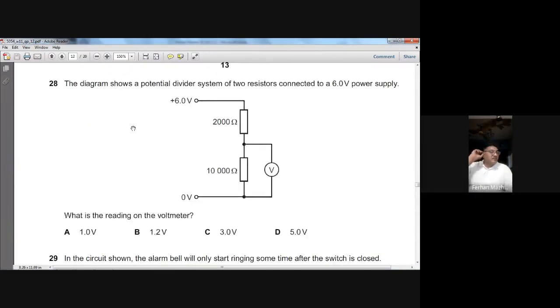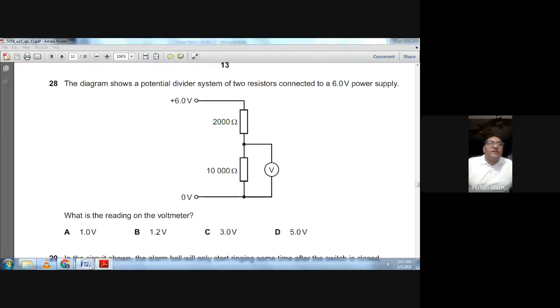Okay, on your screen, the diagram shows a potential divider system of two resistors connected to a 6-volt power supply. What is the reading on the voltmeter? You remember, this is a typical circuit diagram of a potential divider. Here, this 2000 ohm is R1, and this 10,000 ohm is R2. And we want the V out on R2. To find the V out on R2, you can apply the formula V out is equal to R2 divided by R1 plus R2, and the whole thing is multiplied with the voltage of the battery.